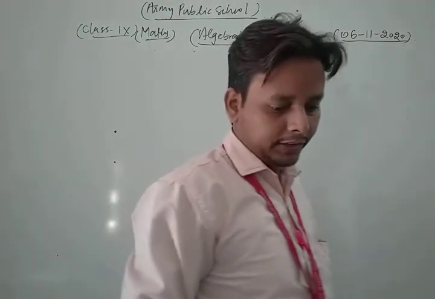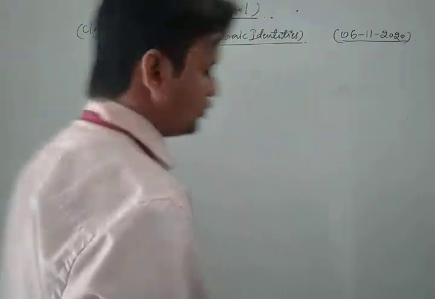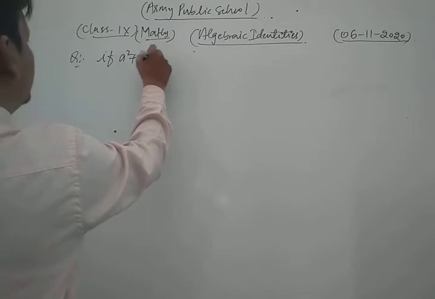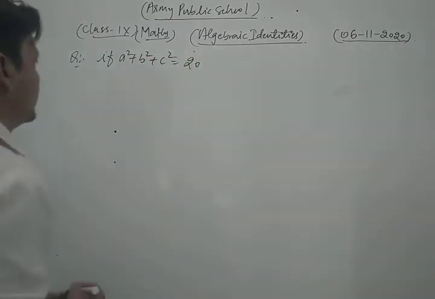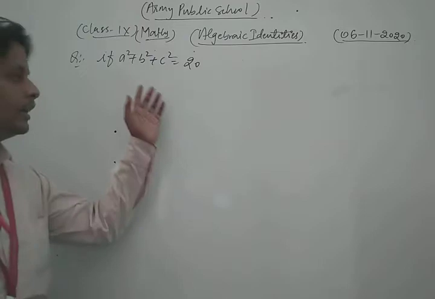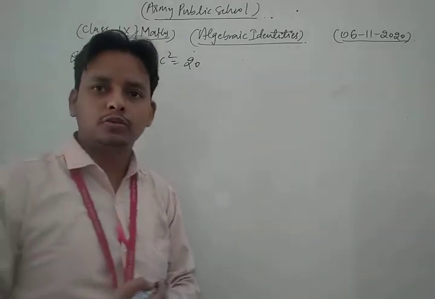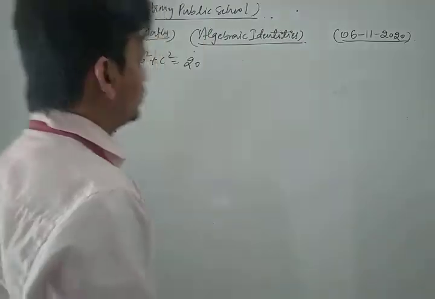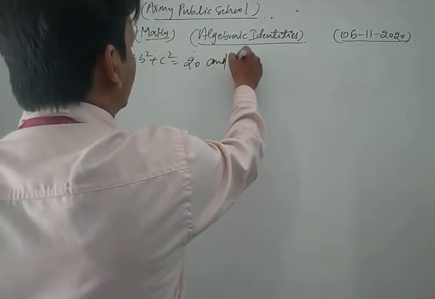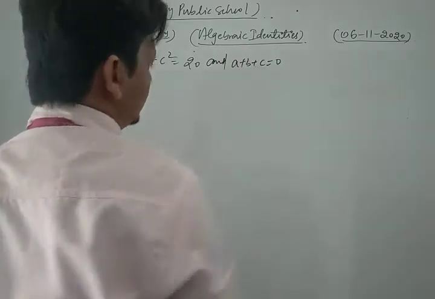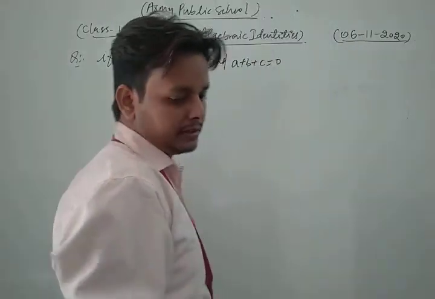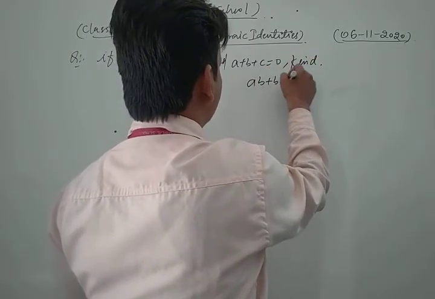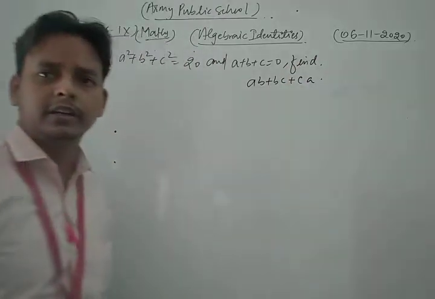Now, your next question is a very detailed question. Let's see. If a square plus b square plus c square is equal to 20, and a plus b plus c is equal to 0, find ab plus bc plus ca. This is the question here, dear friends.